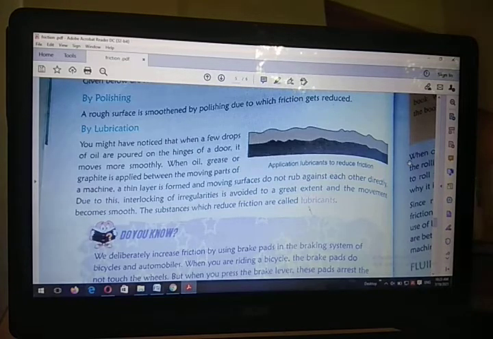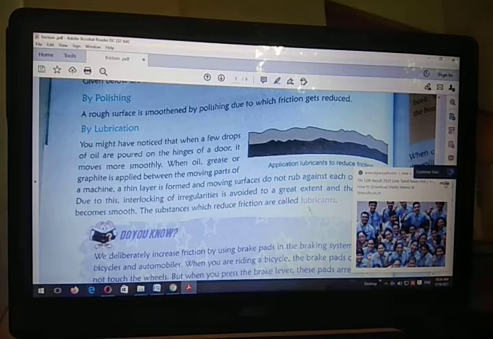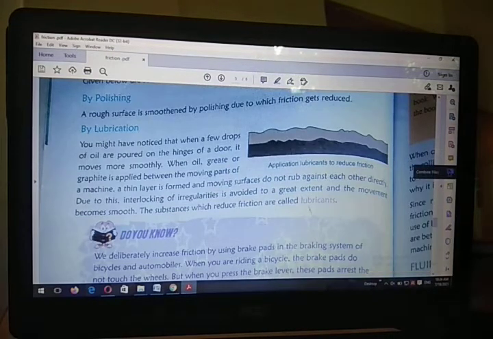So we can say that to move machine parts very smoothly, we need to pour a few drops of oil into the parts of the machine which are always moving. Whenever this layer is formed, the moving surfaces do not rub against each other directly, so the interlocking of irregularities is avoided to a great extent and the movement becomes smooth. The substances which reduce friction are called lubricants. Now the question is, what are the lubricants? The lubricants are oil, grease and graphite.